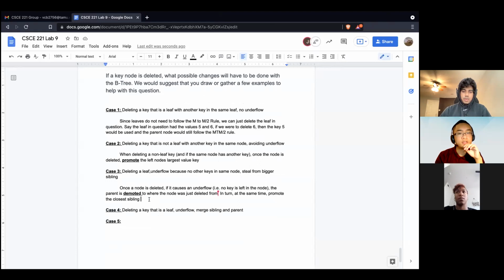I think that's just a typo and he just means closest sibling to parent. Okay, but that's not what the diagram shows. Is that what shows in the diagram? Yeah, here it goes: demote the parent and then promote the closest sibling to the parent. Okay, yeah, that makes sense.